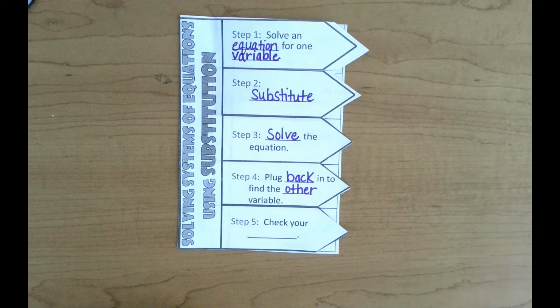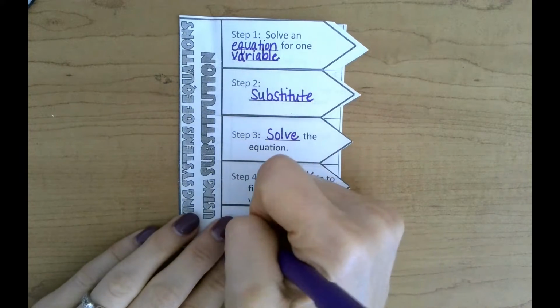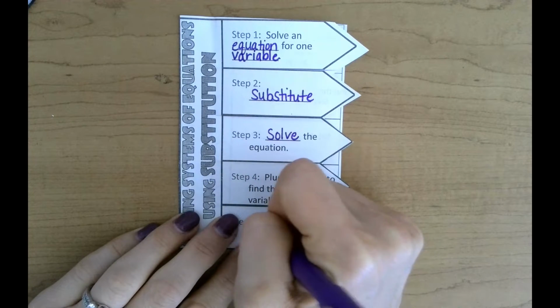So we're trying to find that ordered pair. So if we were graphing these, it's where the graphs intersect. Well, that's what we're finding algebraically. We're finding the ordered pair where they would intersect. And then, as always, check your solution.